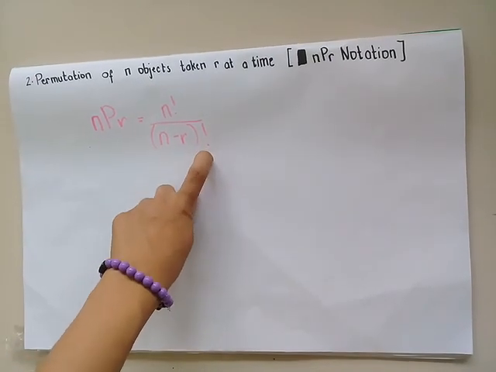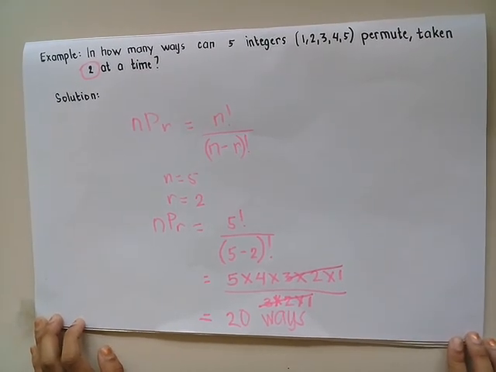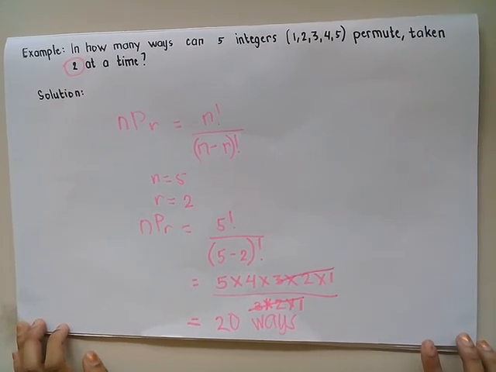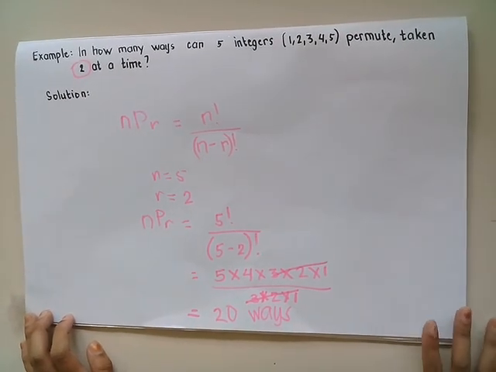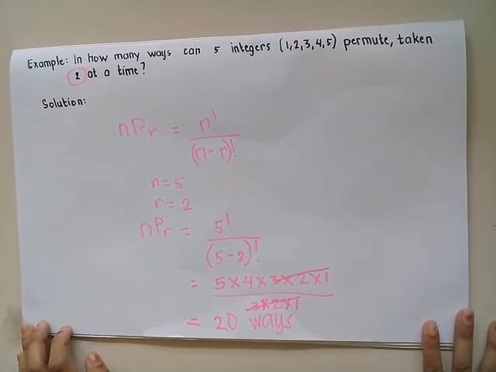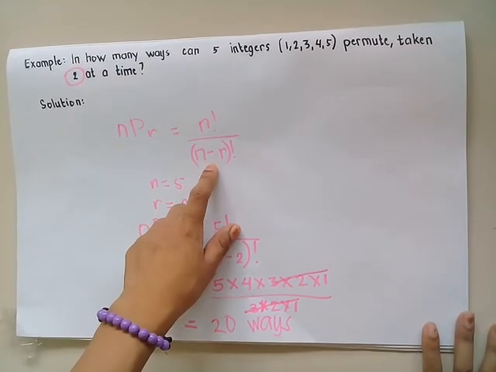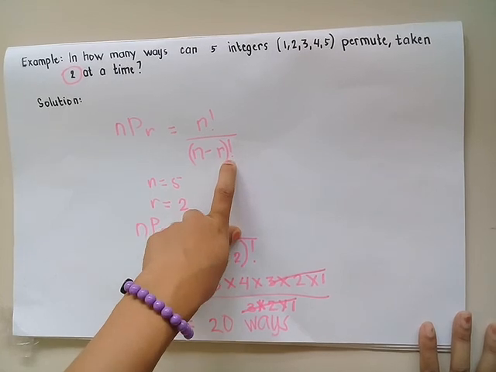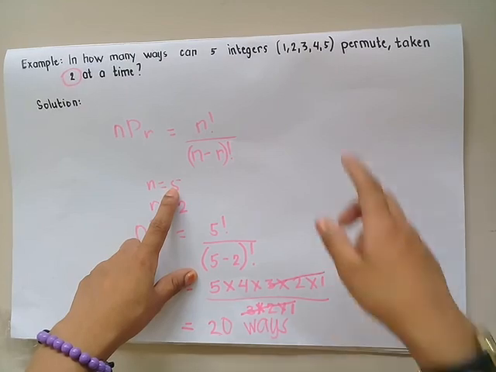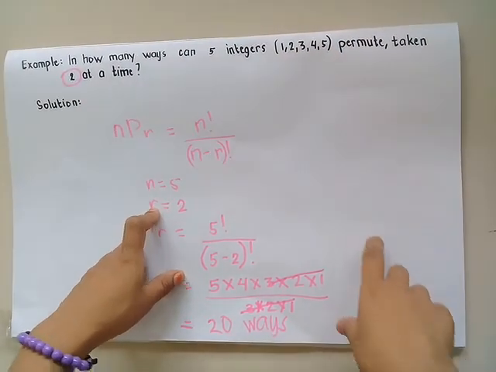For example, in how many ways can 5 integers 1, 2, 3, 4, and 5 permute taken 2 at a time? The solution for that is we will use the formula for this type. We have nPr, or n permutes r, is equal to n factorial over the quantity of n minus r factorial. Our n here is equal to 5. We have 5 distinct integers, 1, 2, 3, 4, 5, and our r is the 2 taken 2 at a time.